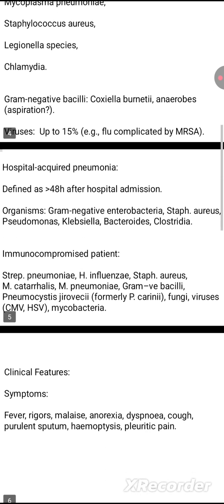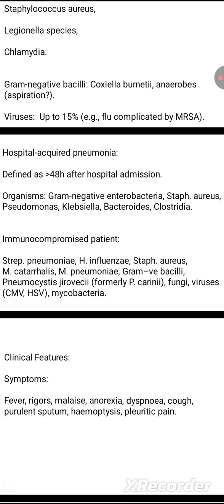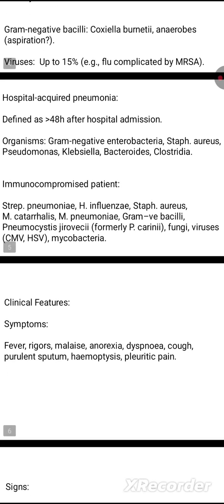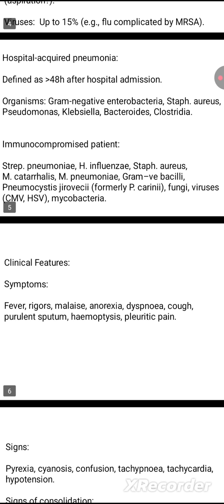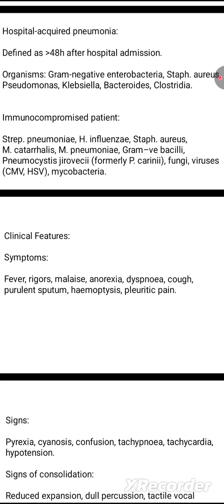Hospital-acquired pneumonia is defined as signs and symptoms greater than 48 hours after hospital admission. Mostly signs and symptoms that started greater than 48 hours after being admitted in hospital. Organisms responsible are usually the gram-negative enterobacteria, Staph aureus, Pseudomonas, Klebsiella, Bacteroides, Clostridium.